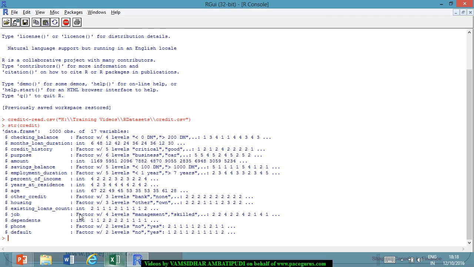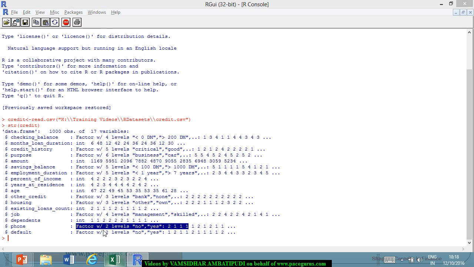So job is a factor with 4 levels, management, skilled, etc. So I'll create 3 dummy variables. Phone is a factor with 2 levels, no and yes. So it does not matter. I can very well keep it as it is, because I need only one dummy variable. Right? So this is the structure.